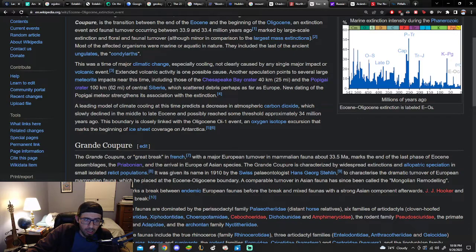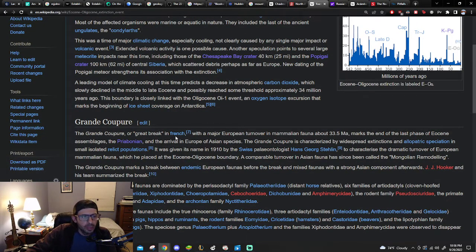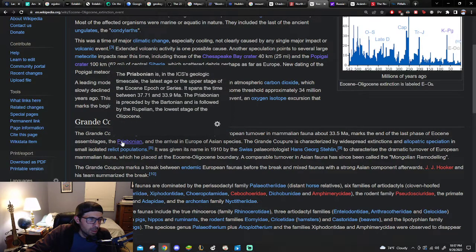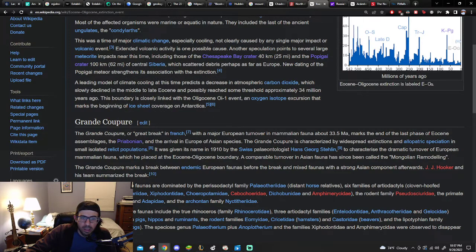Closely linked with the oxygen isotope excursion. Because the changes of the Earth led to a decrease in the carbon dioxide of the atmosphere. The Great Break. Major European turnover. Mammalian fauna. Marks the end of the Priabonian and the arrival in Europe of Asian species.